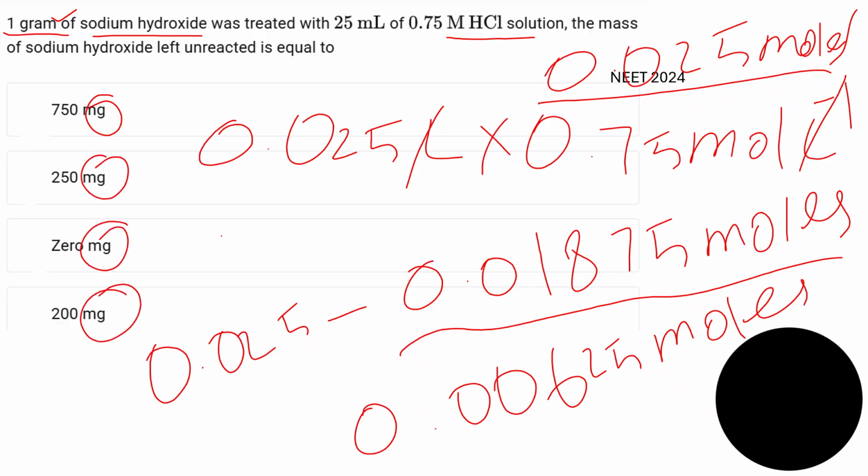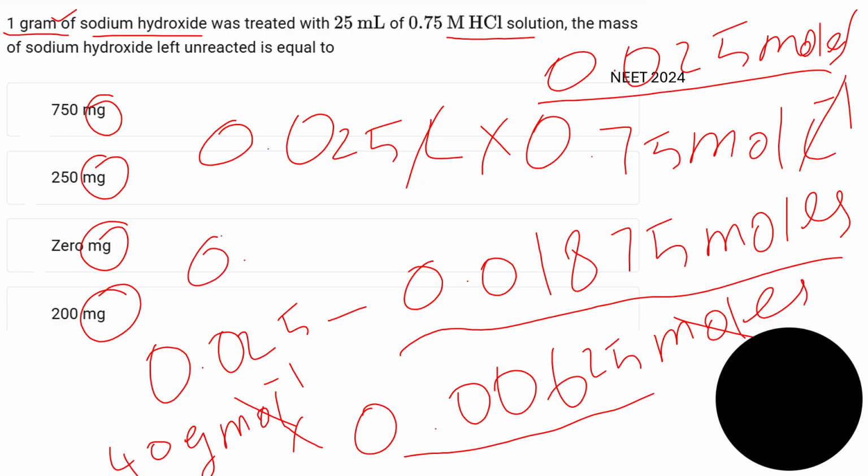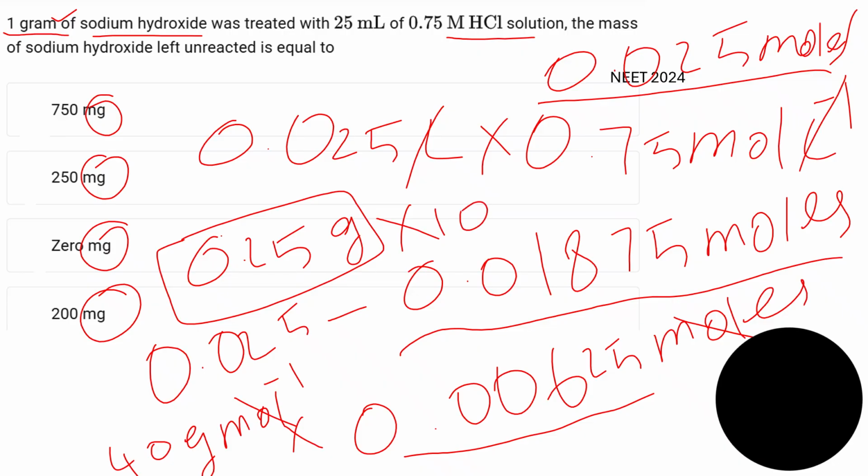They are asking the answer in milligram. First of all, we need to convert into grams. How to convert moles into grams? Multiply by molecular weight. Molecular weight is 40 gram per mole, and per mole gets cancelled. Then 40 gram multiplied by 0.00625 is 0.25 grams. Then 0.25 grams multiplied by 1000 gives 250 milligram. So 250 milligram is the answer. In this question, unit conversion is the key to solve it. Only unit conversion plays a role in this question, not chemistry. In a unit conversion manner, we can solve this easily.